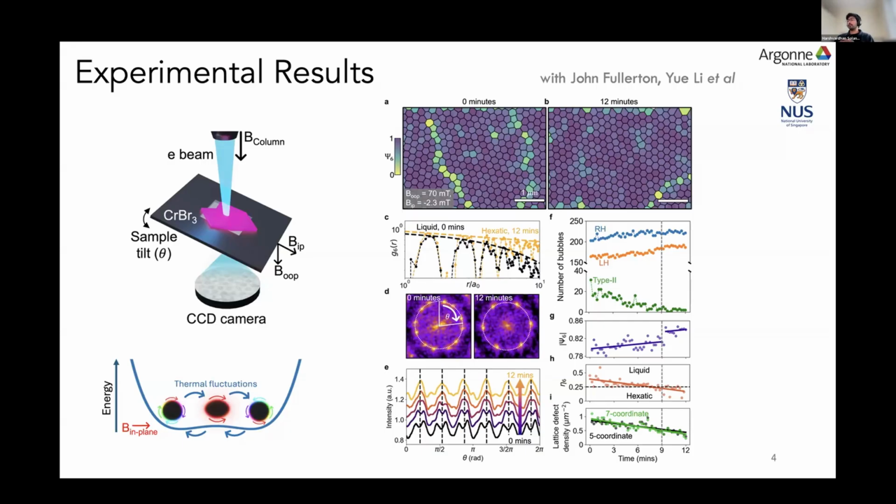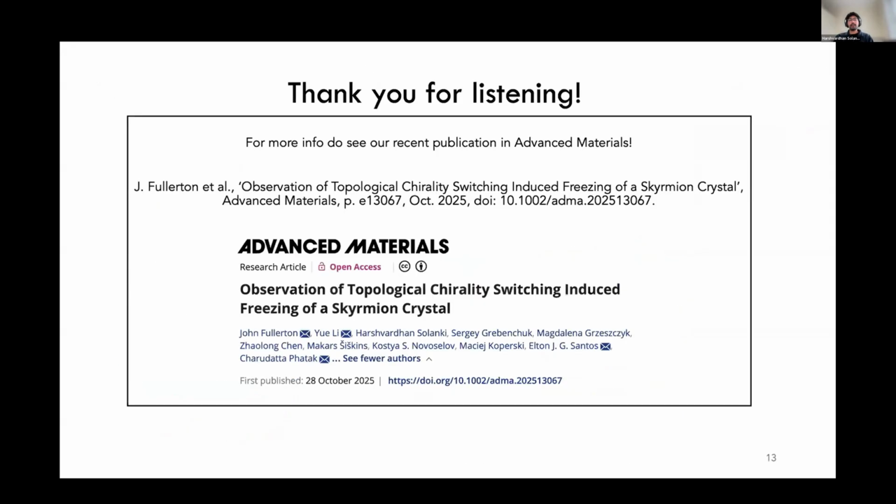And we indicate that the chirality switching process, which is generated by the in-plane field, plays an important role in the formation of this highly crystalline skyrmion lattice and this dynamic phase transition behavior. So in conclusion, this flexibility and control that we demonstrate has significant implications for unconventional computing.